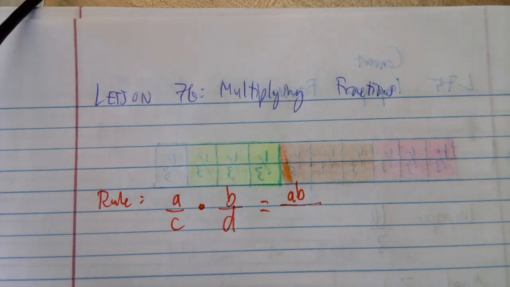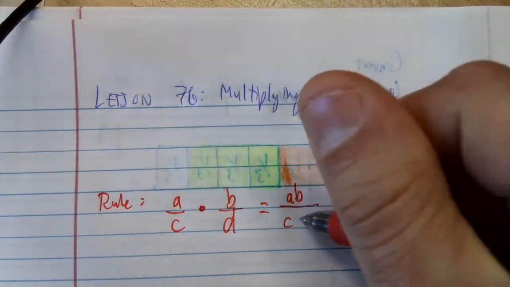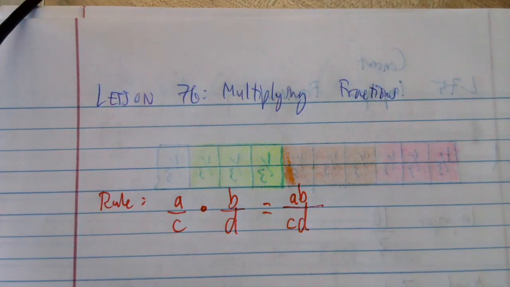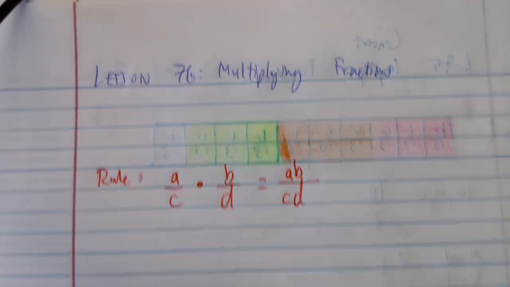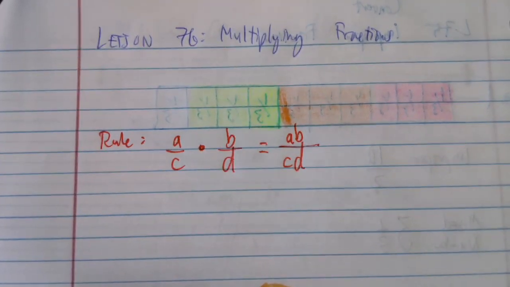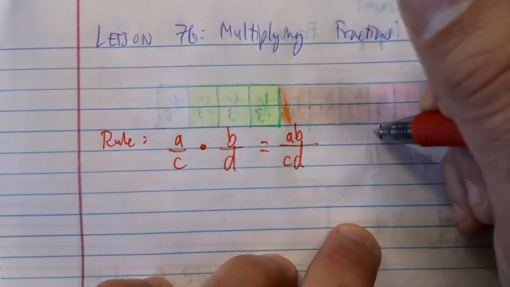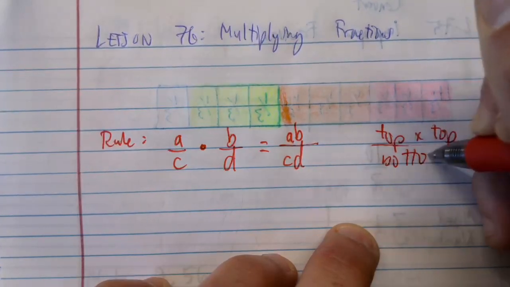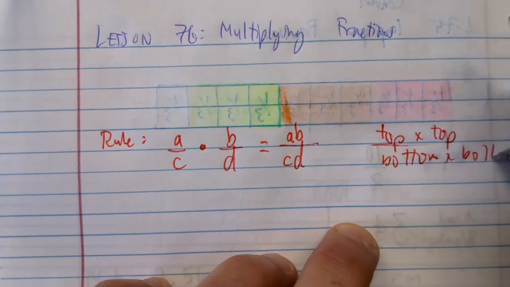Question, Keenan? CD. What's CD? C times D. All right, so you walked in at kind of a weird time, but that's the rule. Why don't I write it this way? Top times top, bottom times bottom. You combine A and B and C.